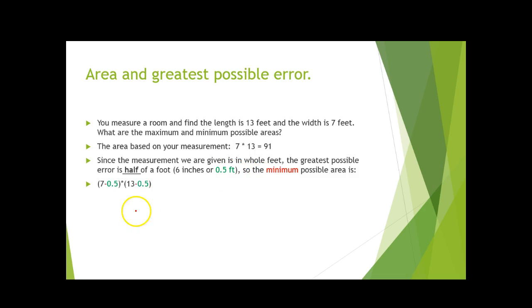So the minimum possible area is found by taking each of our dimensions, our width and our length, and subtracting a half of a foot from it, and then multiplying those. That's the bottom range. The maximum possible area is taking those and adding a half of a foot to each. And so our max area is 101.25. So the range is about 20 feet of difference.